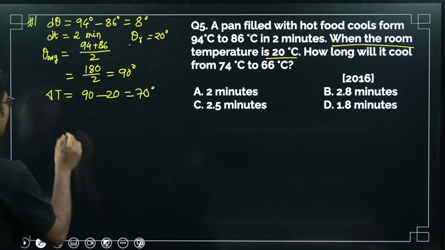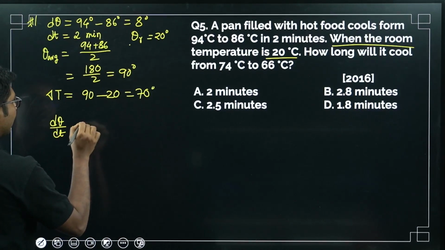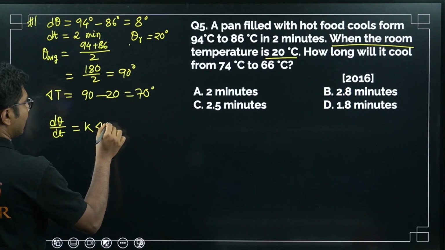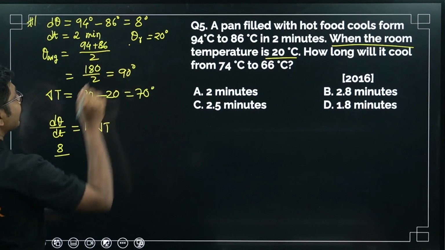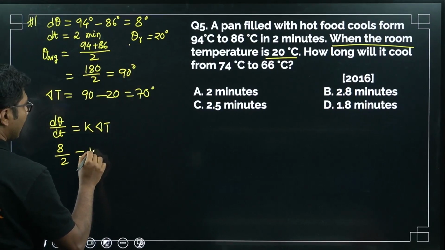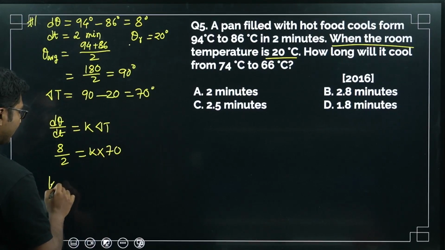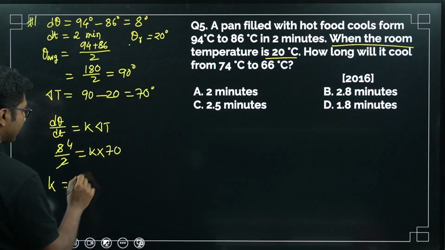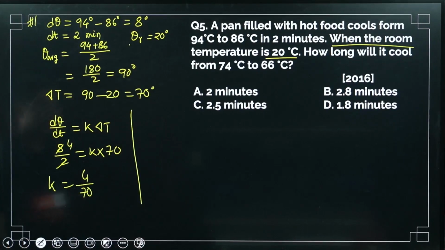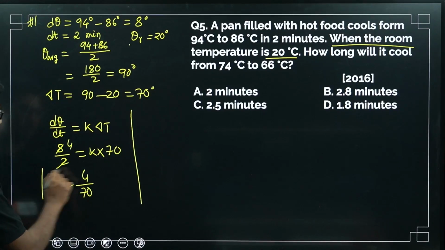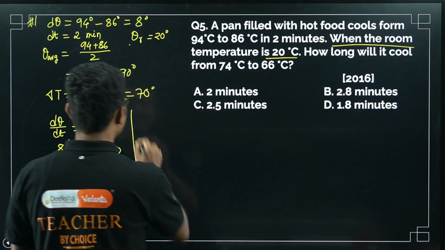Now we will use Newton's law of cooling. D theta by dt equals K delta T. So d theta is 8 degrees, dt is 2 minutes, and delta T is 70 degrees, right? So K is basically 4 by 70. Okay, so we have calculated K. As I promised, the first part is only there to help you calculate K.